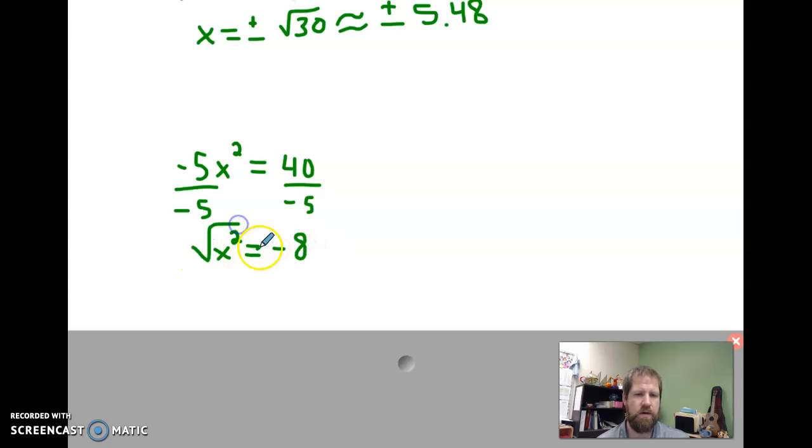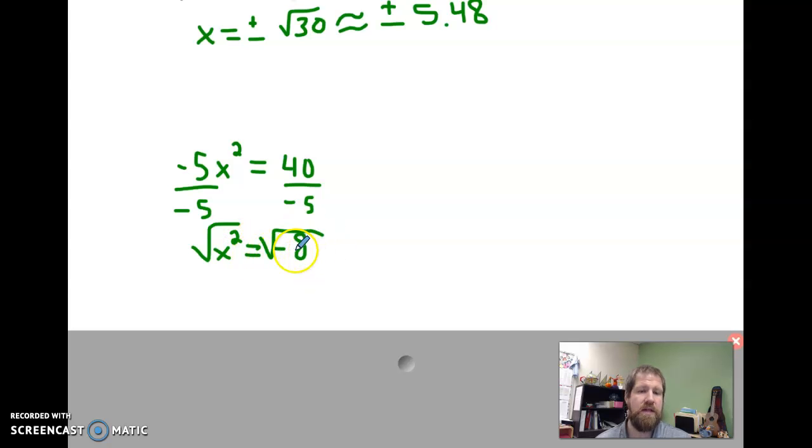I take the square root of both sides, but now I've got a problem. The square root of negative 8 is not a real number. So if I was looking at a parabola, at a graph, what does that look like? Well, that looks like the no solutions case, right? That would be a parabola where you're never crossing or touching the x-axis.